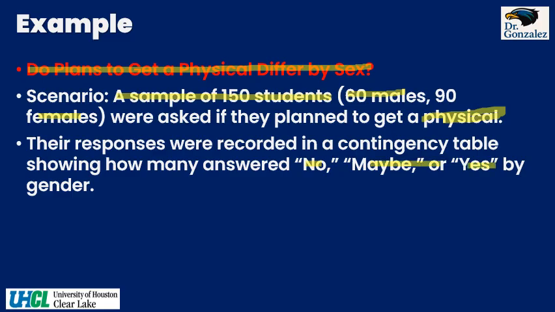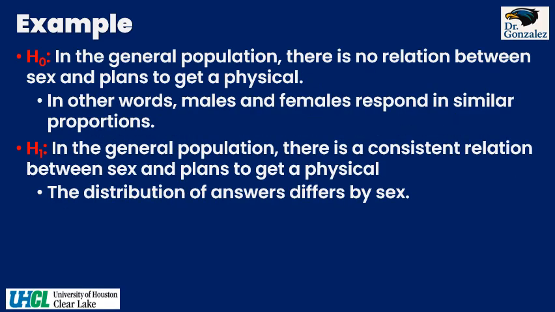All right, so let's look at our null and our alternative hypotheses. Our null hypothesis is going to say in the general population, there's no relationship between sex and plans to get a physical. So in other words, our males and females are going to respond using similar proportions. And then our alternative hypothesis is saying that in the general population, there is a consistent relation between sex and plans to get a physical, or in other words, the distribution of answers is going to be different by sex.